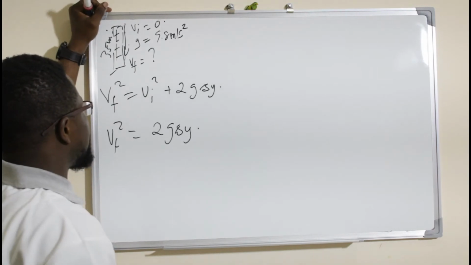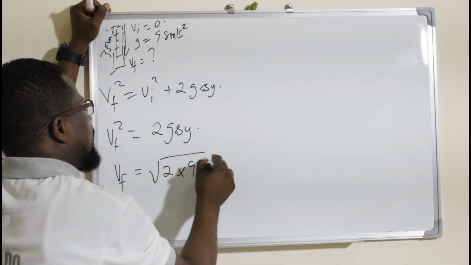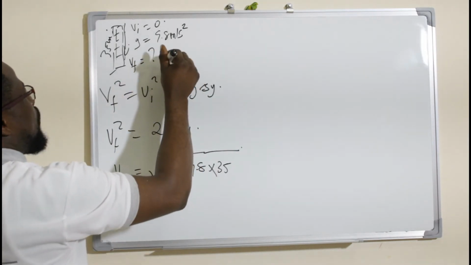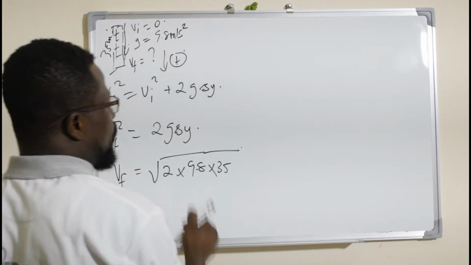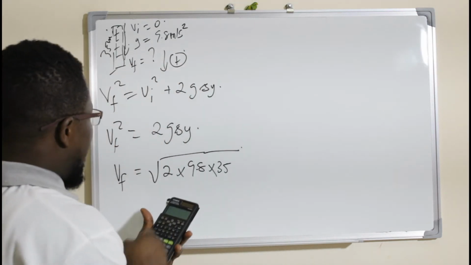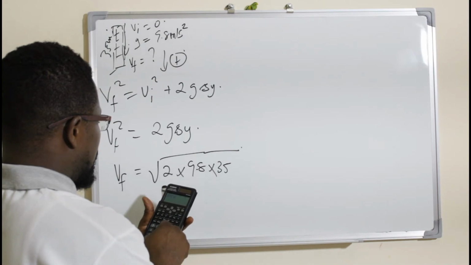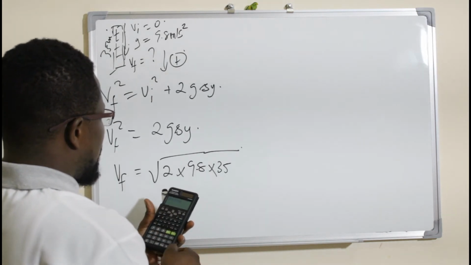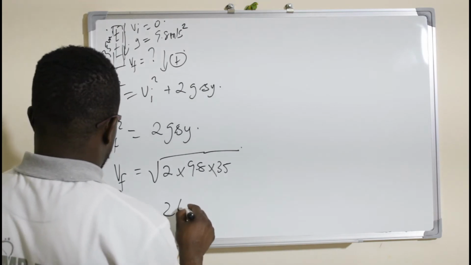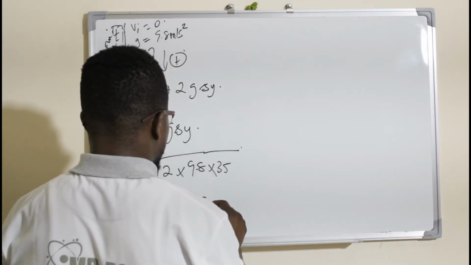Let's now do the substitution and solve. My V final is the square root of 2 multiplied by 9.8 multiplied by 35. I'm taking my downward motion to be positive, which is why I'm taking g to be positive 9.8. Now let's use the calculator. 2 multiplied by 9.8 multiplied by 35, and I am getting 26.19. I'm leaving it in 2 decimals. So 26.19 meters per second.